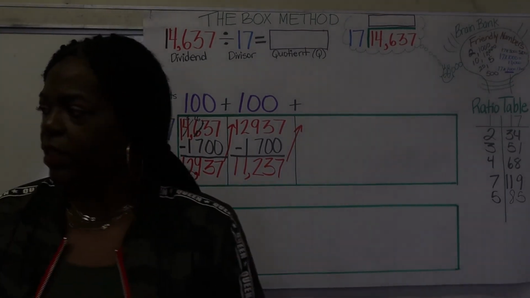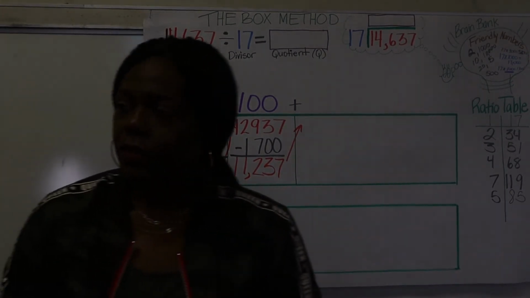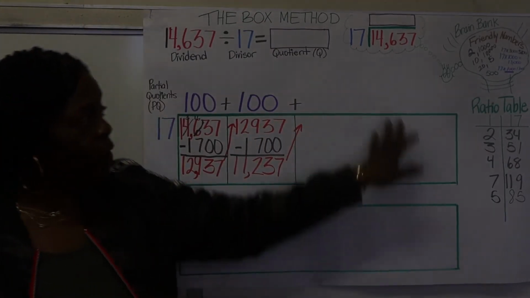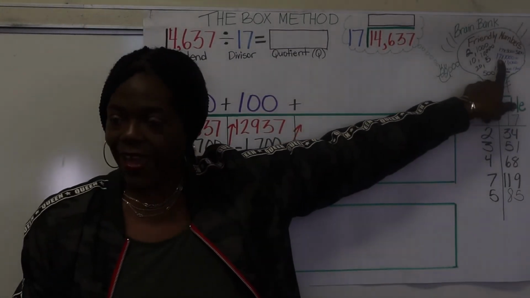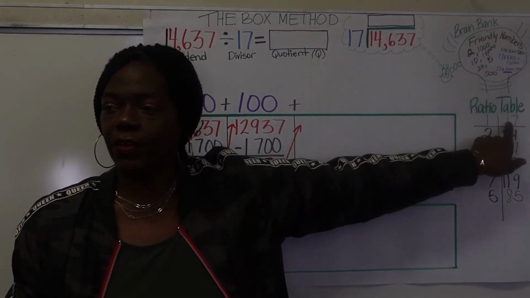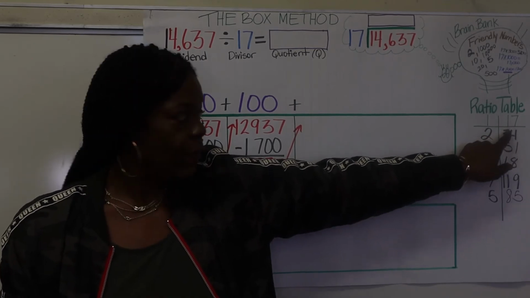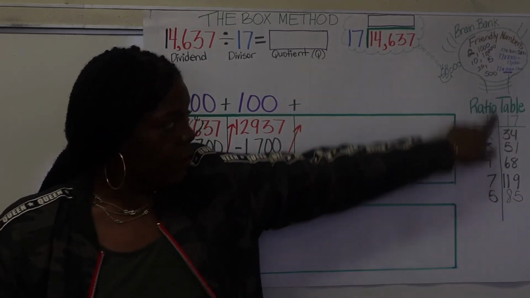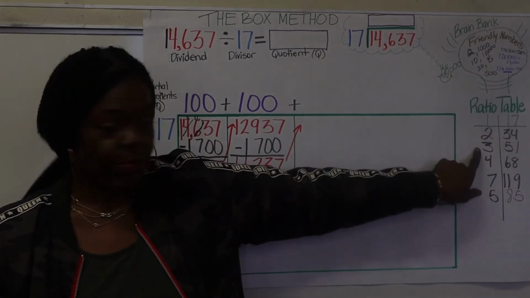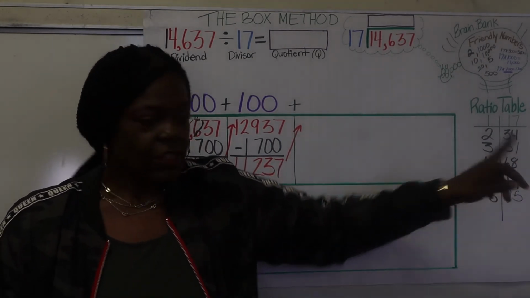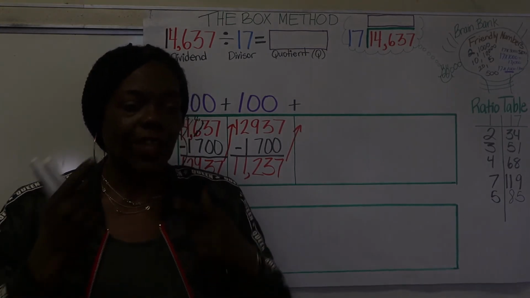Let's see. 5100. Most of you got it. Some of you need to be looking at the strategies. Remember the basic fact. I'm up here. Those of you that did not get that right, remember, the basic fact was 17 times what? 3, which gave you what? 51.